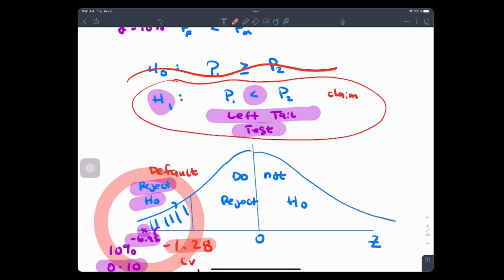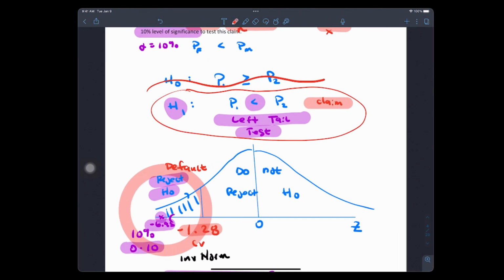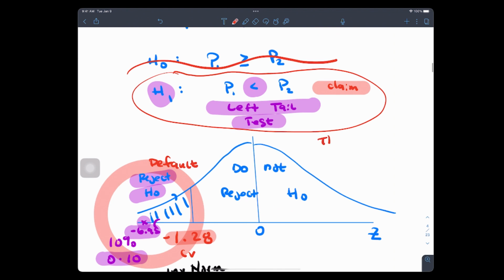Accept the second person. The second person happens to be the what? The claim. So you reject the null to accept the claim. What's your conclusion? What do you guys say? The sample what? Good job. Supports the claim.